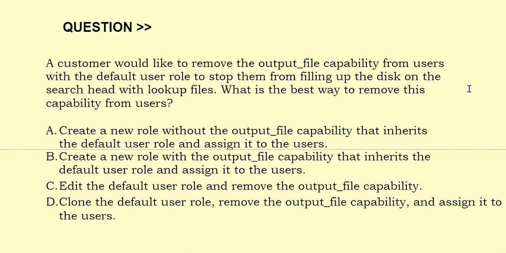Option A. Create a new role without the output_file capability that inherits the default user role and assign it to the users. Option B. Create a new role with the output_file capability that inherits the default user role and assign it to the users. Option C. Edit the default user role and remove the output_file capability. Option D. Clone the default user role, remove the output_file capability and assign it to the users.